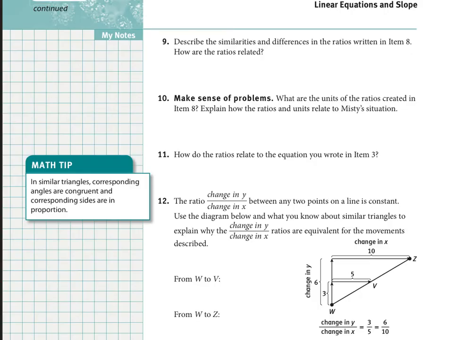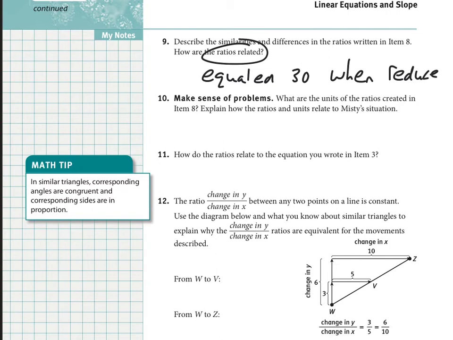Okay, so describe the similarities and differences. They were all different numbers, right? But they were all definitely related, right? They all actually equaled 30 when reduced, right? So they were all the same. Again, that number, that 30, is what we're going to be calling the slope here.